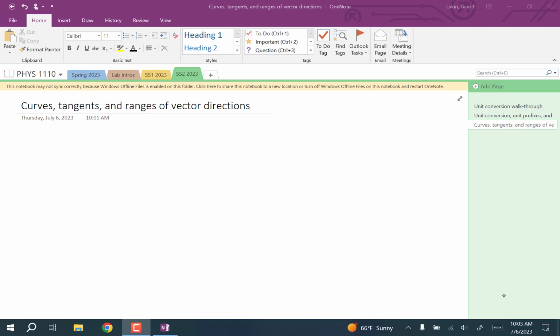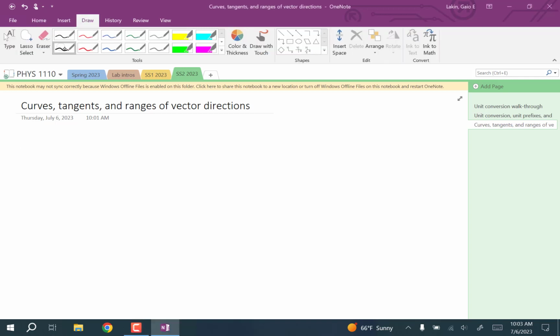This lab activity is some preliminary skills that we're going to use a lot for future activities in this term. There are really two big categories that we're going to deal with. The first one is curves and tangents of curves.